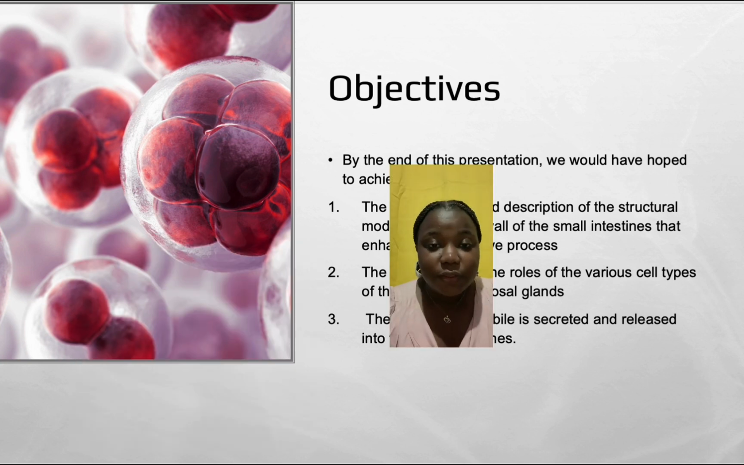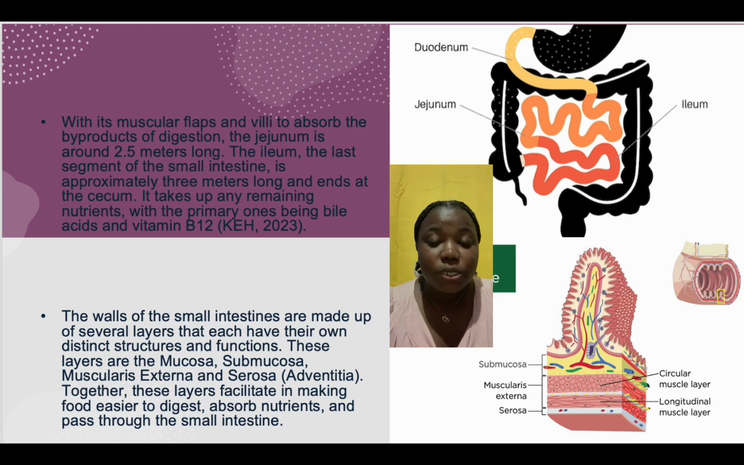The second part of the small intestine is the duodenum, which is about 2.5 meters long. It contains muscular flaps and tiny finger-like projections called villi, which help absorb nutrients produced during digestion. And finally, the third segment of the small intestine is called the ileum, and it is roughly 3 meters long. It ends at a pouch called the cecum, which is a part of the large intestine. The ileum's primary function is to absorb any remaining nutrients from digestion, primarily bile acids and vitamin B12.